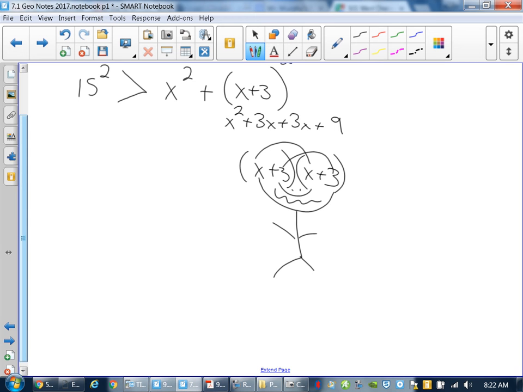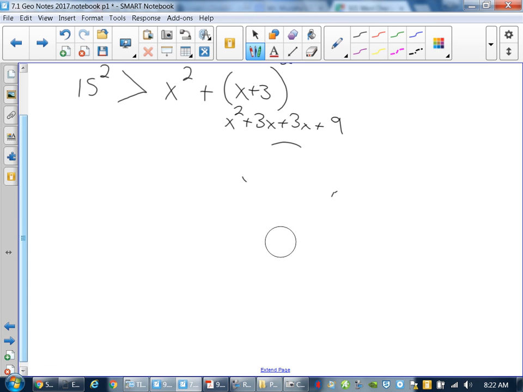Another thing that happens all the time: you can simplify that, right? Combine the like terms: x squared plus 6x plus 9. So here we get 15 squared is 225.